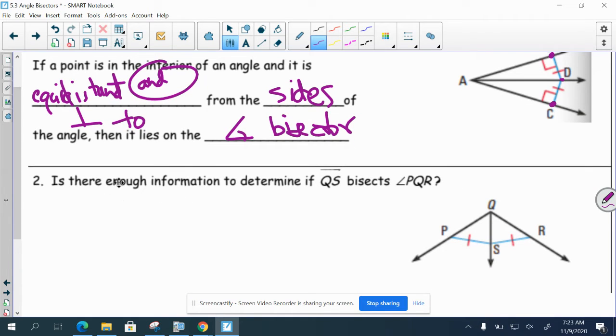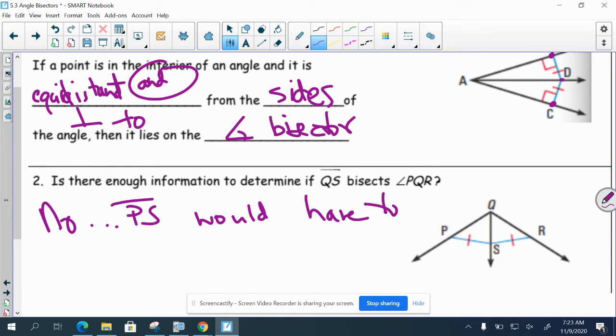All right, here's our second example. Is there enough information to determine if QS bisects angle PQR? Well, S is equidistant from P and R, but it's not marked perpendicular, so we wouldn't be able to say whether it does or not. So no, PS would have to be perpendicular to QP and QR.